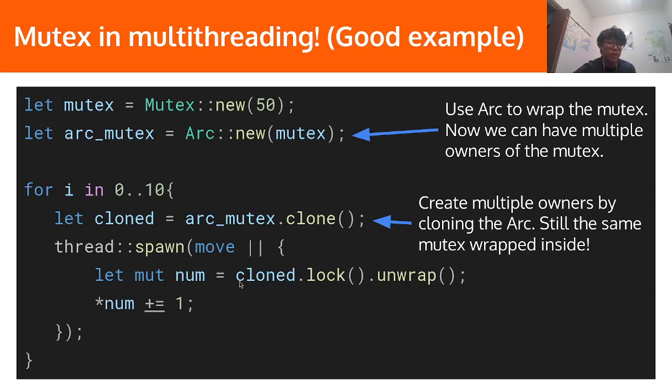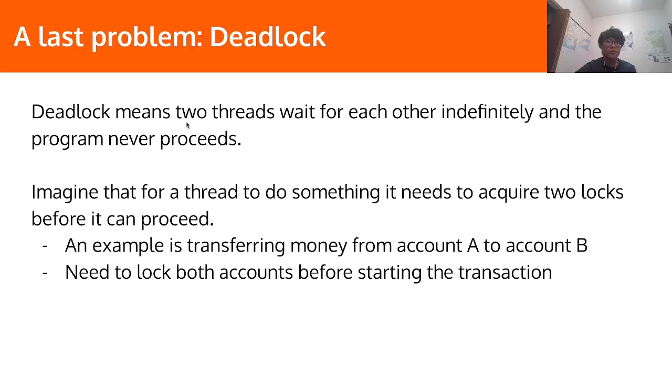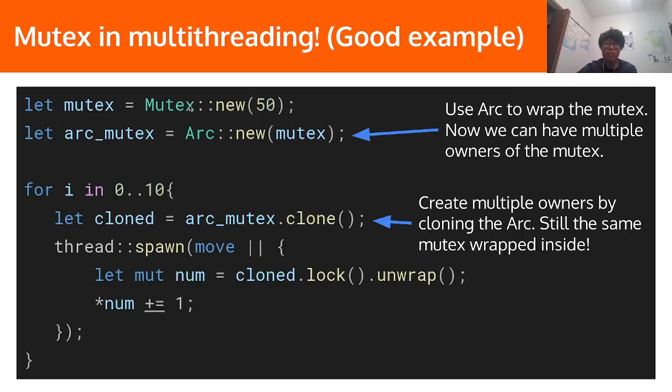Notice that in the thread, we do the exact same thing as if it was just a mutex. We just call clone.lock().unwrap(). We don't have to change the kind of functions that we call just because we're using the Arc type instead of the mutex type. So this example will compile and run normally, and this is what you basically have to do for the upcoming homework.